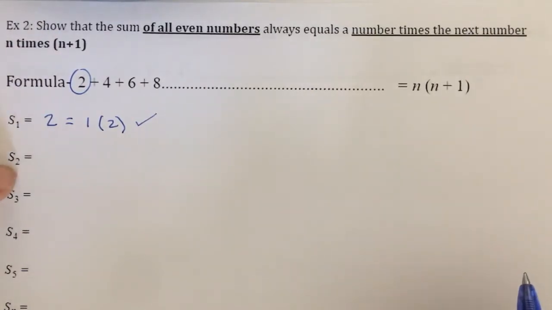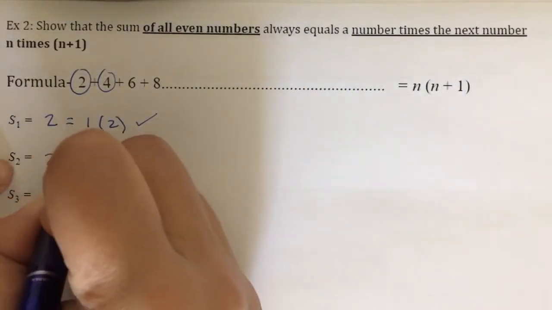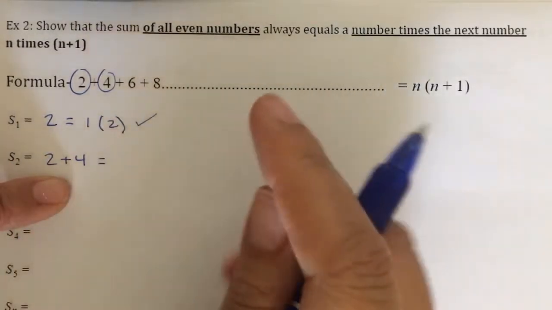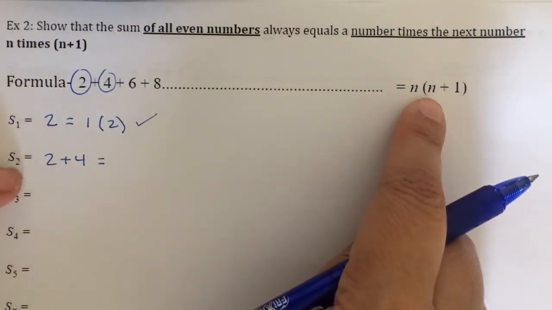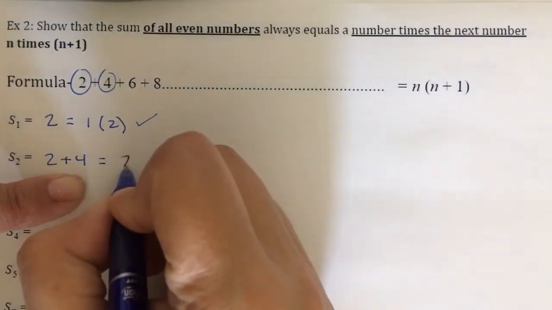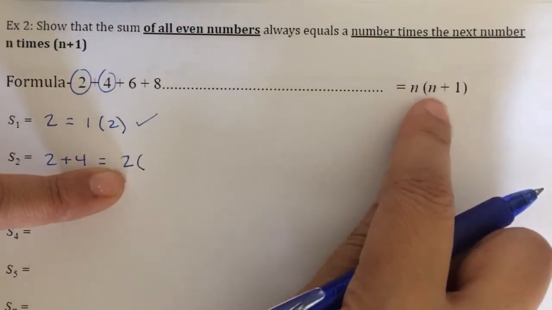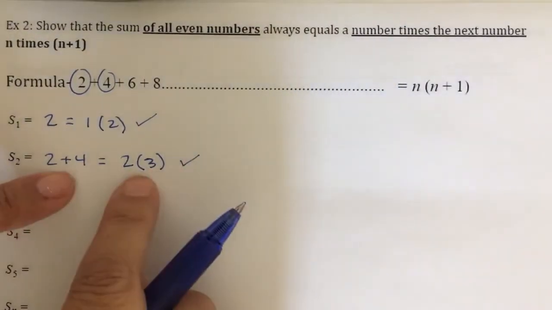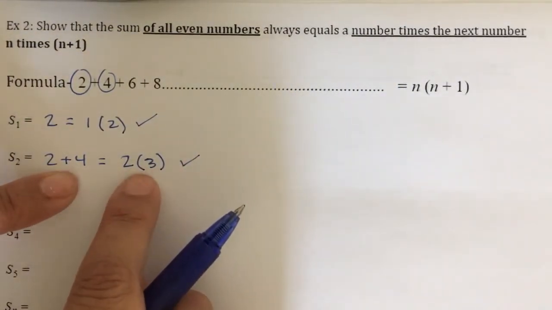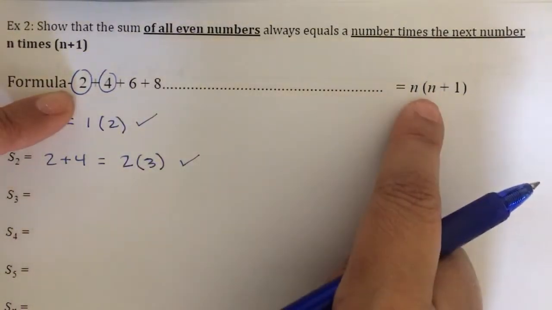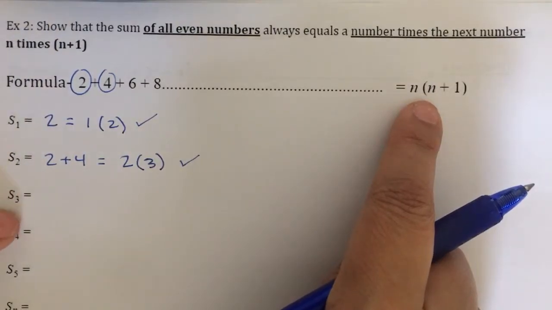Now what if I take s sub 2, which means I take 2 even numbers, because I'm looking at the sum of all even numbers. So does that equal the other side if I plug in n equals 2? Well, if I plug in n equals 2, that's going to be 2 times 2 plus 1, times 3. So again, I get the same thing on both sides. I get 6 equals 6. So what you're showing is that the sum of all the even numbers will always come out to equal this. So let's do one more.